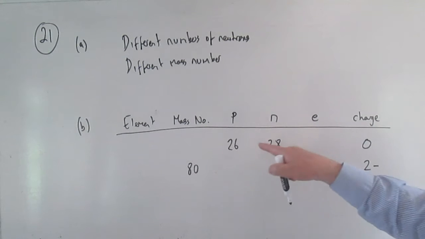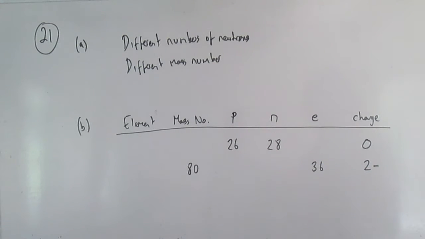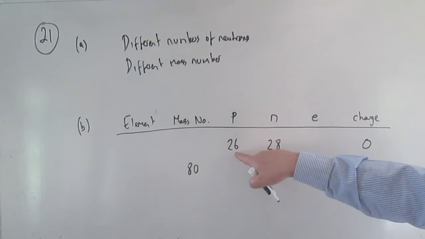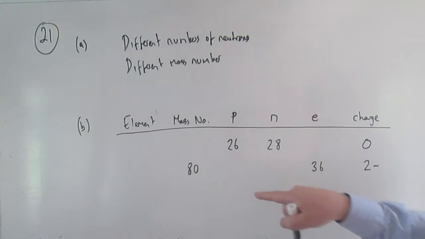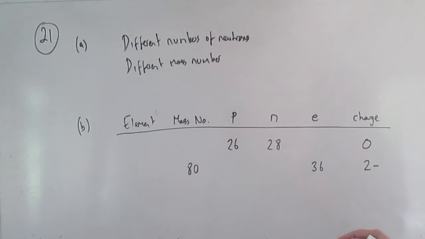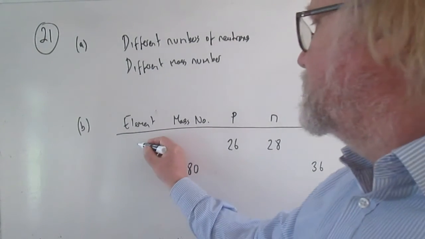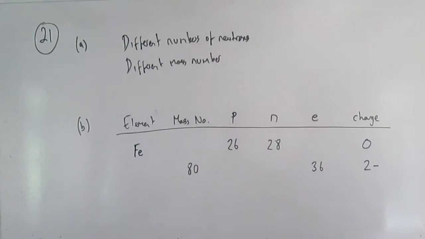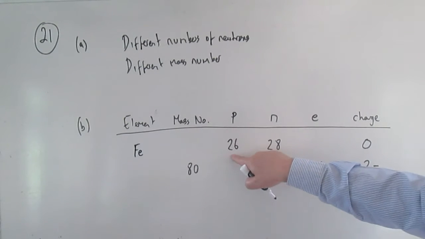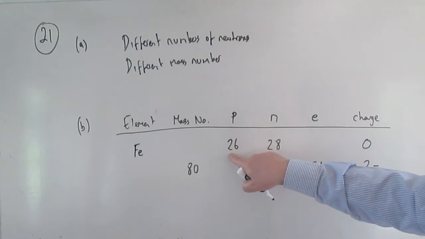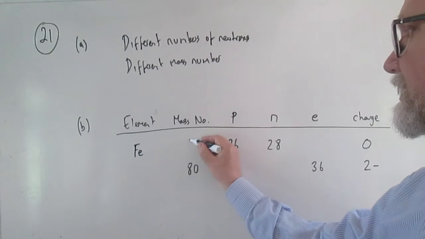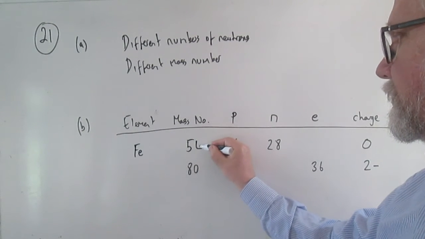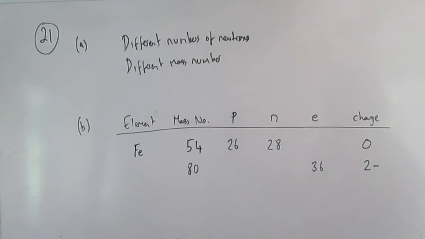For this one, we're given the proton number. Remember, the number of protons is the atomic number, and that's the thing that gives you the connection to your periodic table. So you just say, right, 26 protons means atomic number is 26. You go to your periodic table, and element number 26 is iron. So we can put that in there. Mass number, as we said a minute ago, is protons plus neutrons. So it's 26 plus 28, which is 54. That will be the mass number for this particular isotope.